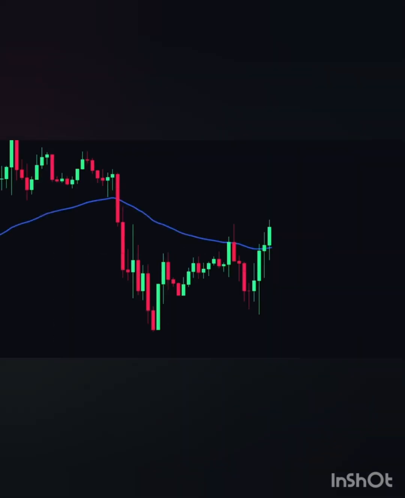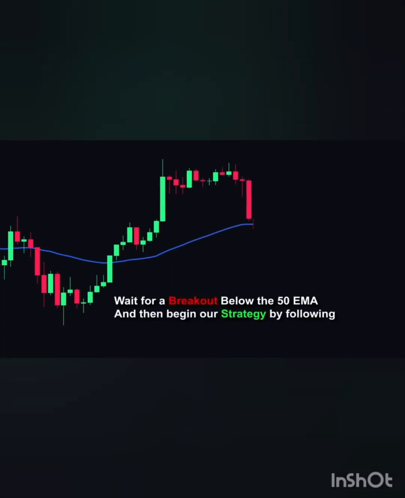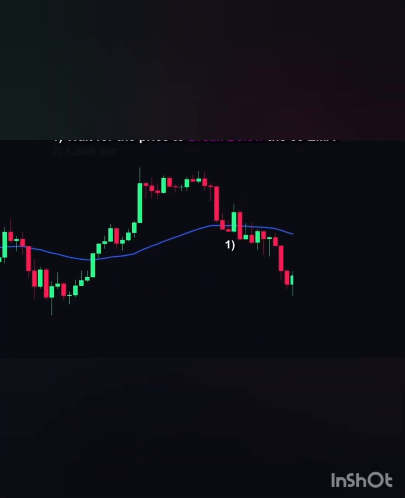So in the previous example, we started from a chart where the price was trading below the 50 EMA. But the strategy also works for the opposite. If we take a chart that's trading above the 50 EMA, such as this one, wait for it to break out below it, and then begin our strategy by following the exact same steps, which in this case, we wait for the price to break below the 50 EMA.